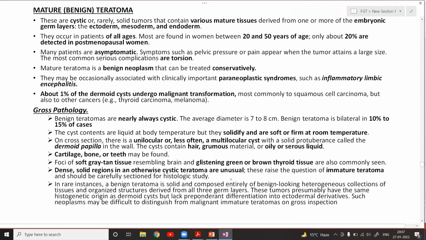So, first we are going to start with mature teratoma. Then we are going to discuss immature teratoma. Mature teratomas are generally cystic in nature, and they are composed of various mature tissues from ectoderm, mesoderm, as well as endoderm. They can occur at all ages, but usually they are found in women of reproductive age group between 20 to 50 years, and only 20% of women are post-menopausal.